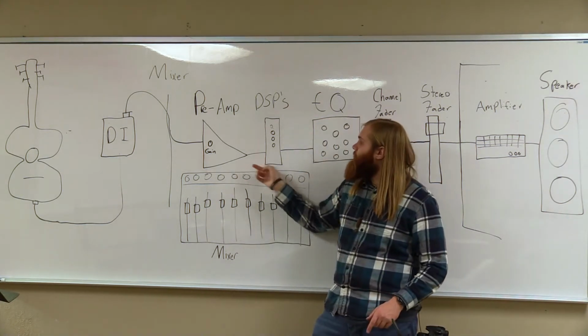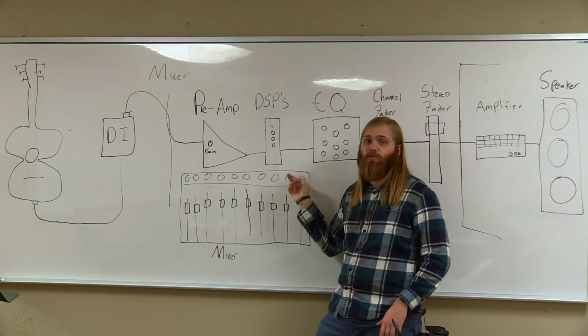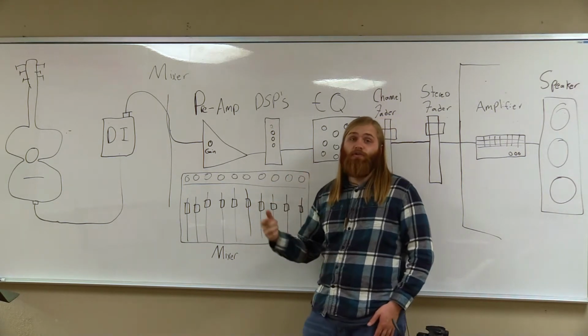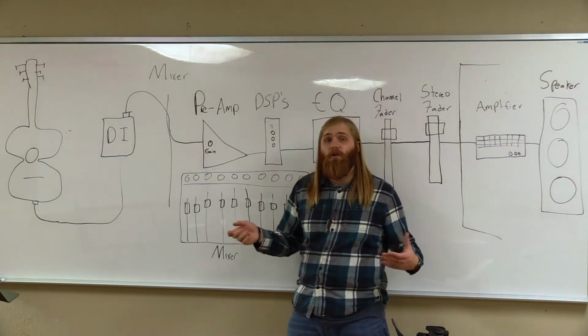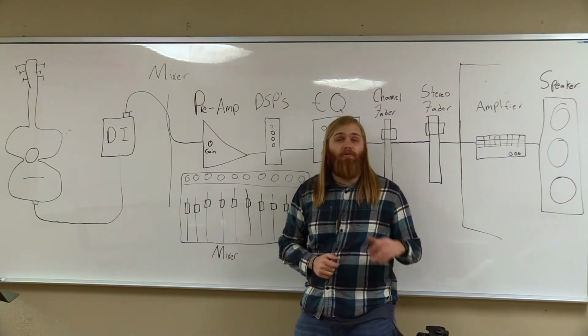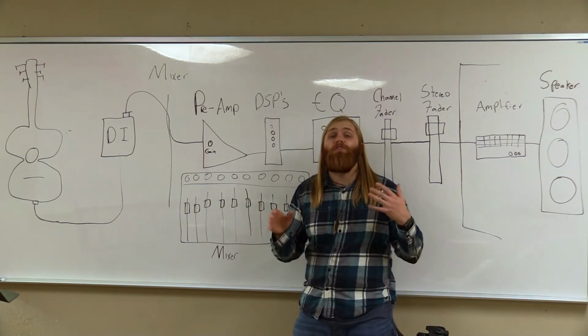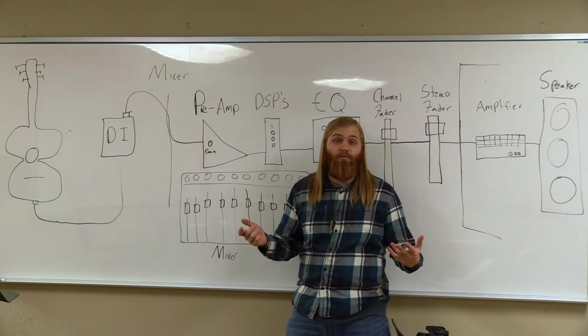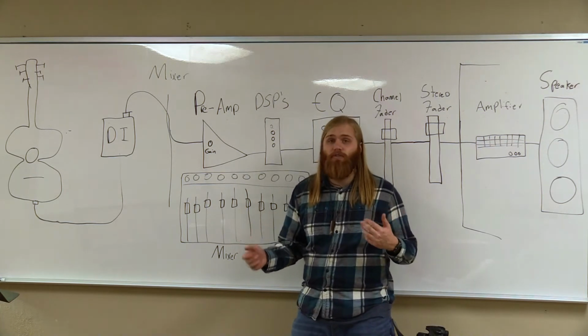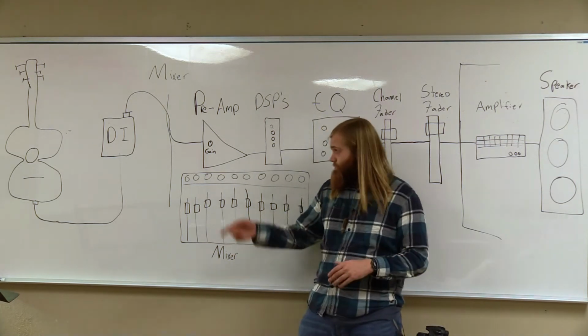After the preamp, it goes into the DSPs, which stand for Dynamic Signal Processors. Now, these are effects that don't add or take away anything from the signal, but just adjust what's already there. So examples of DSPs that you may use are gates and compressors.